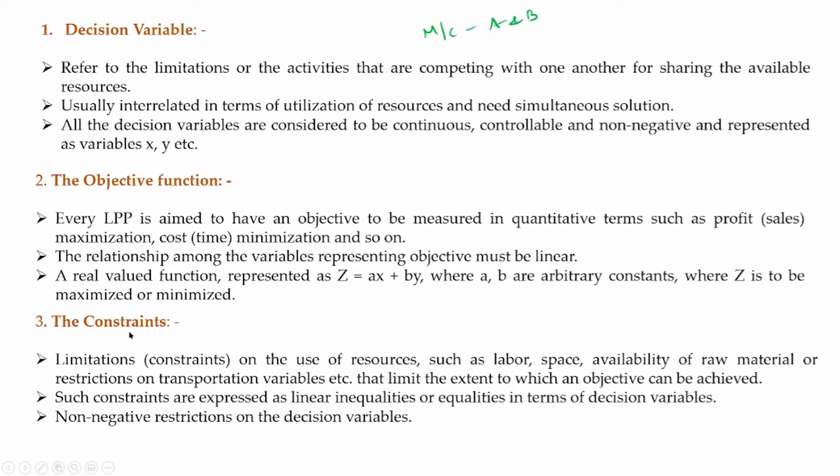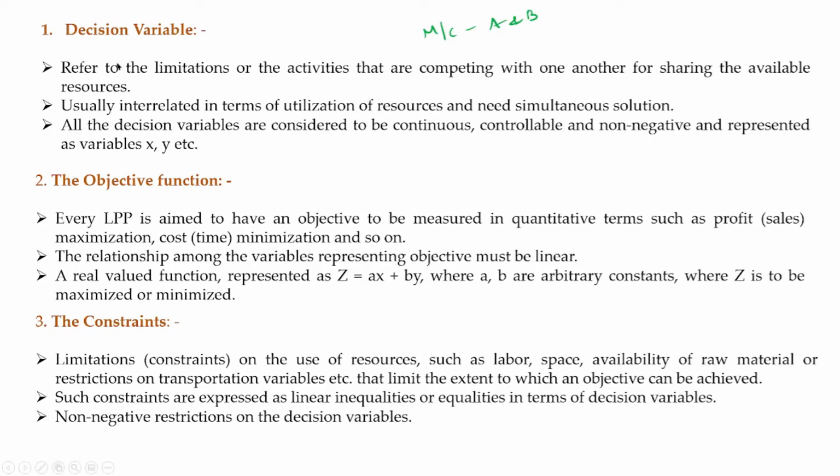And then the third component is the constraints, the limitations on the use of resources. The resources are labor, space, availability of raw material or restriction of transportation, etc. All these are the limitations that are available in any problem. So these limitations will limit the extent to which an objective can be achieved. Those constraints are expressed as linear inequalities or equalities of the decision variables x and y. And then we have the non-negative restrictions on the decision variables. So these are the important points regarding formulation of a linear programming problem.